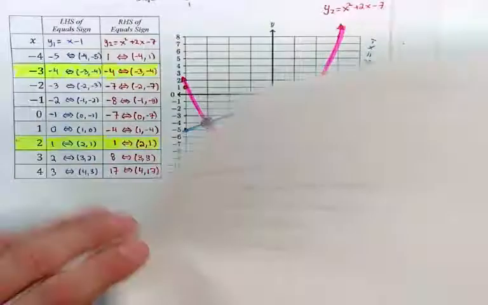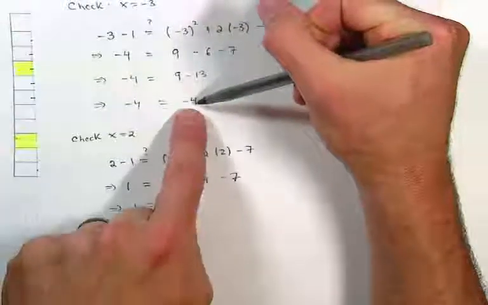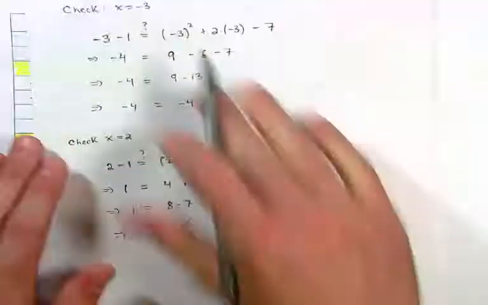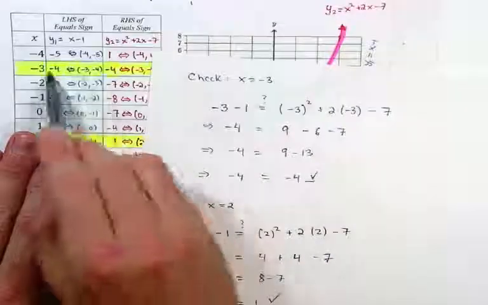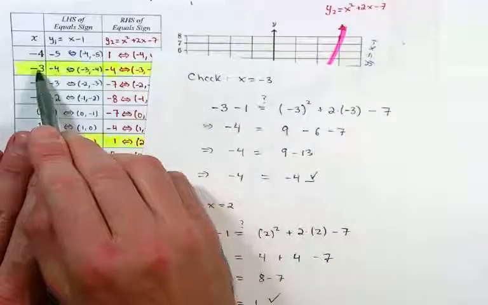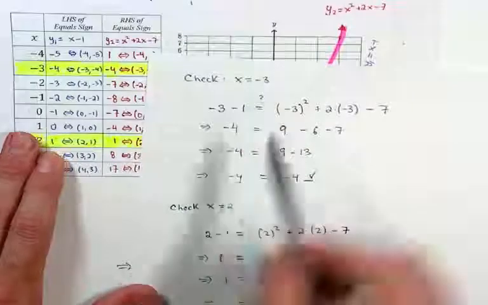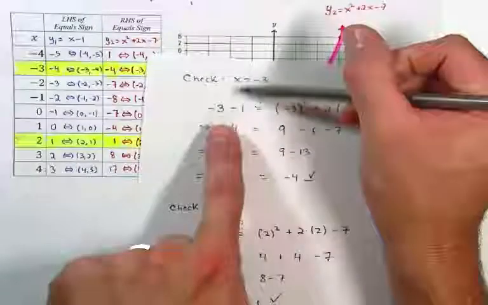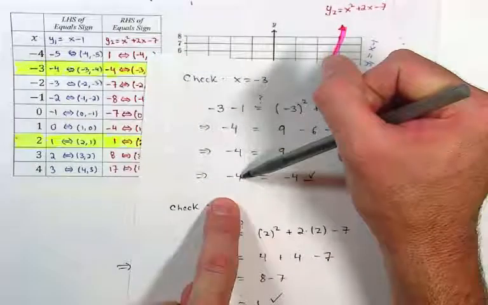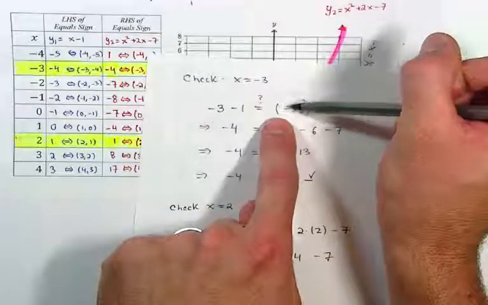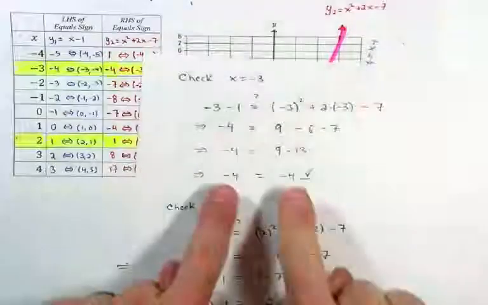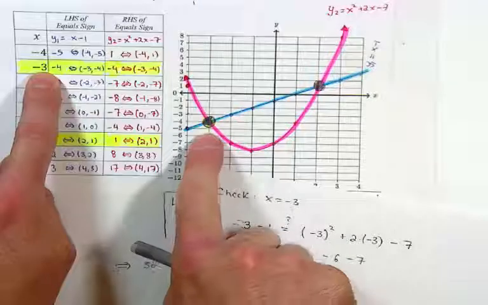I want to give a specific call out. Notice that the y value is -4. That's exactly what we saw in the output corresponding with the input -3. It's no coincidence that when I evaluate the left-hand side, I get -4. When I evaluate the right-hand side at -3, I get -4, and those two are equal. That's what we saw graphically over here.